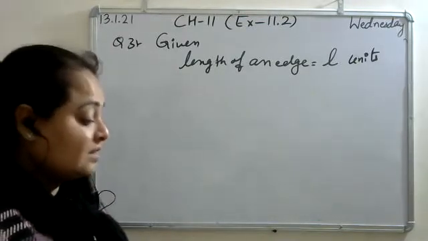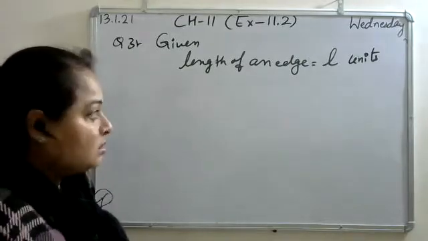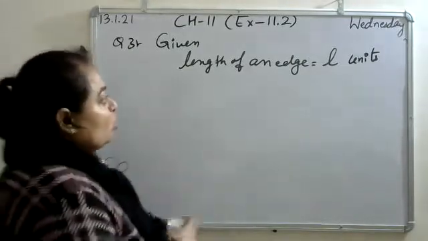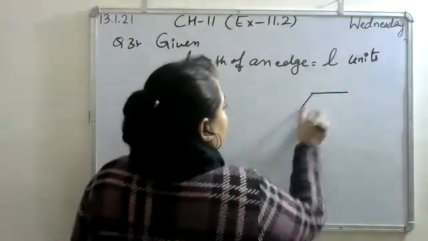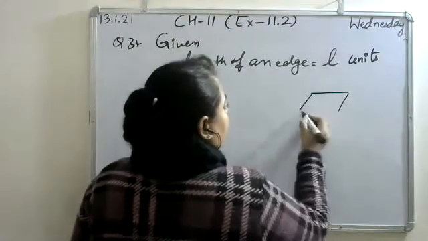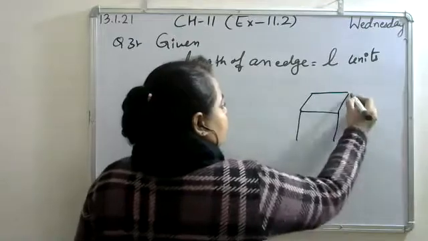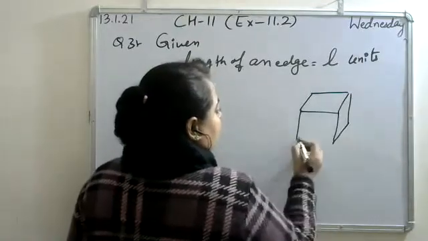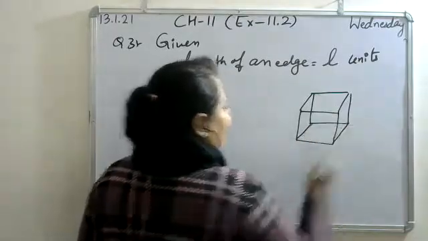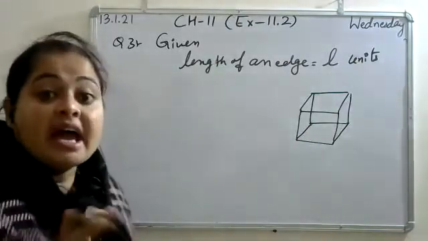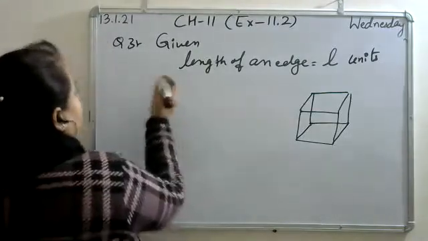Satvik, your answer is incorrect. We do not have 4 edges in a cube. Look: 1, 2, 3, 4, 5, 6, 7, 8, 9, 10, 11, 12. So we have 12 edges in a cube.